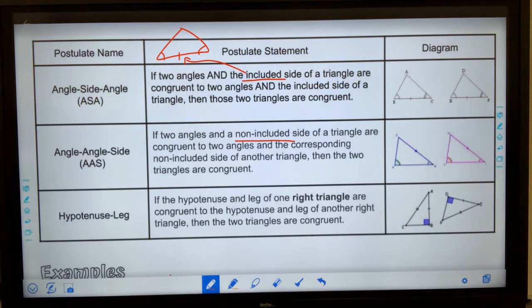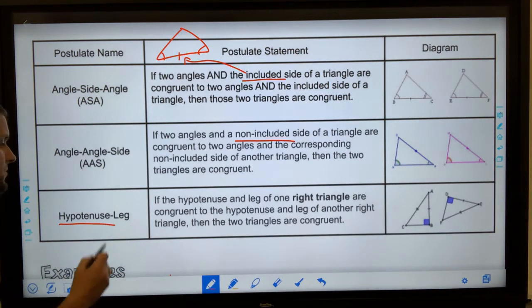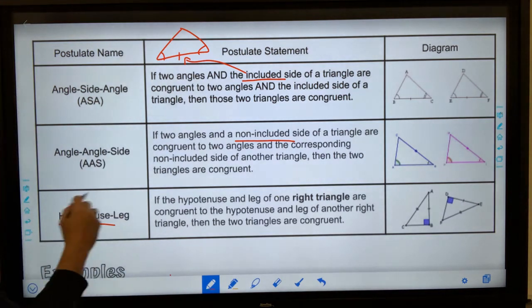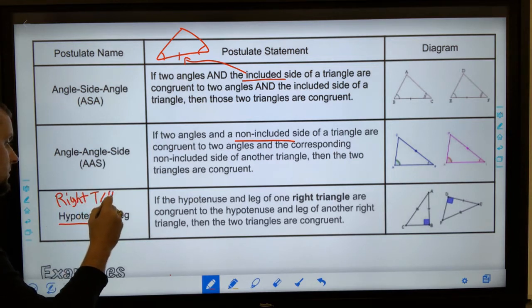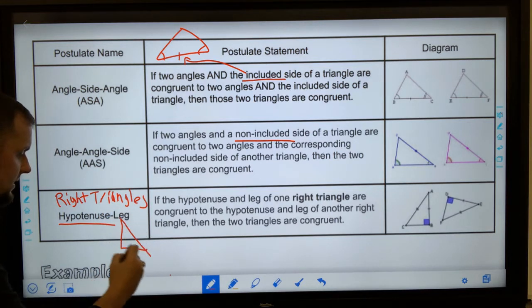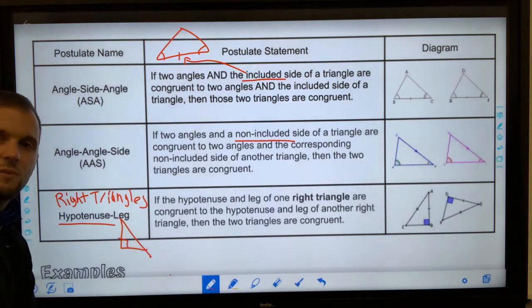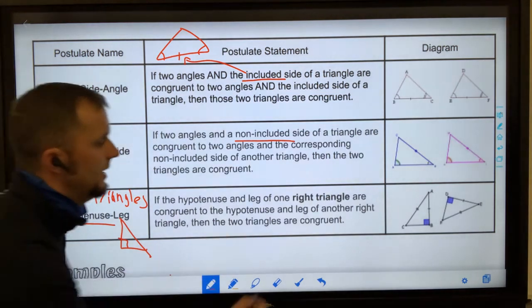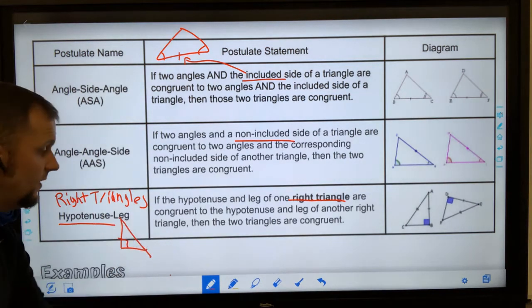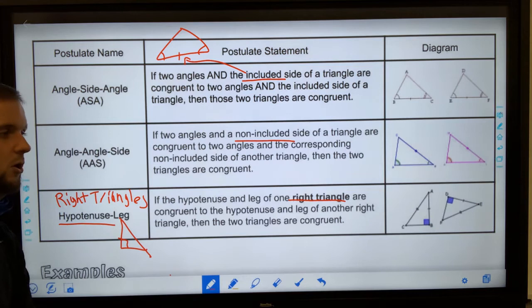Lastly, we're looking at something called hypotenuse-leg. The hypotenuse is only on right triangles, so this theorem can only be used on right triangles. This is what a right triangle looks like. It's got a right angle in it. By definition, if the hypotenuse and leg of one right triangle are congruent to the hypotenuse and the leg of another right triangle, then the two triangles are congruent to each other.